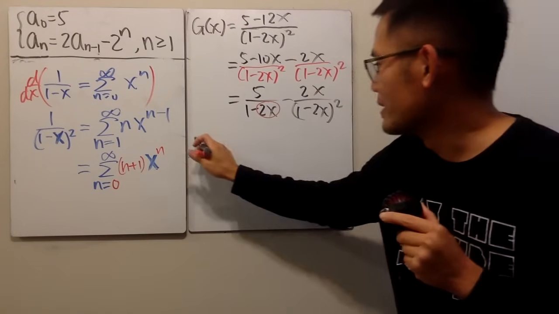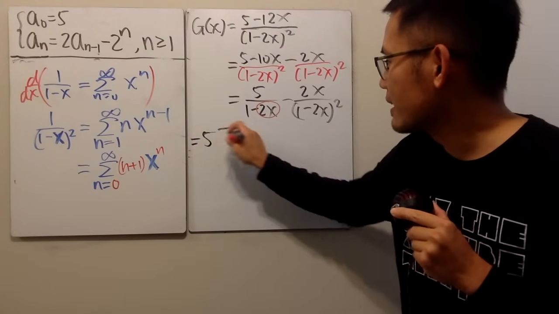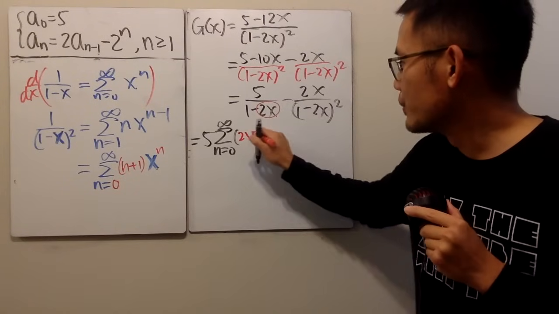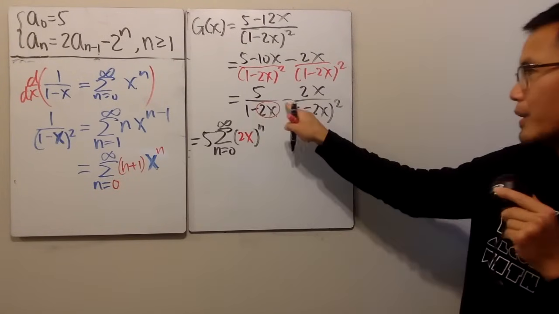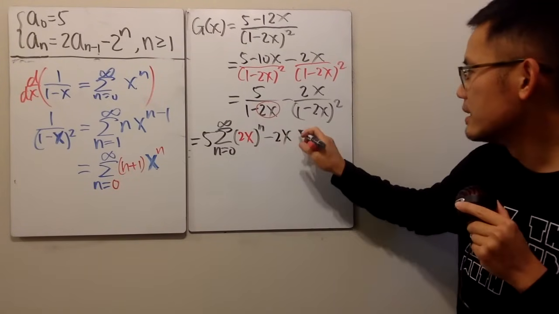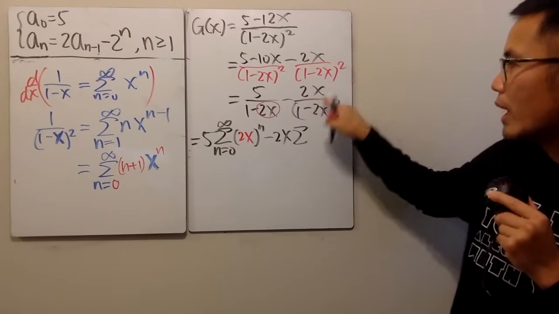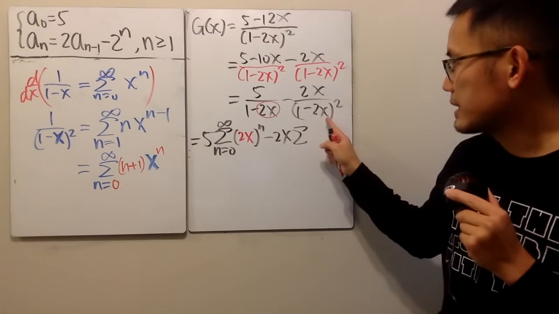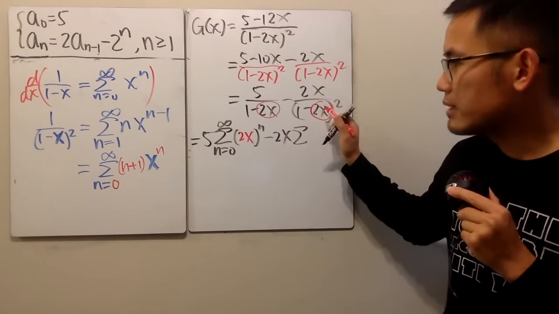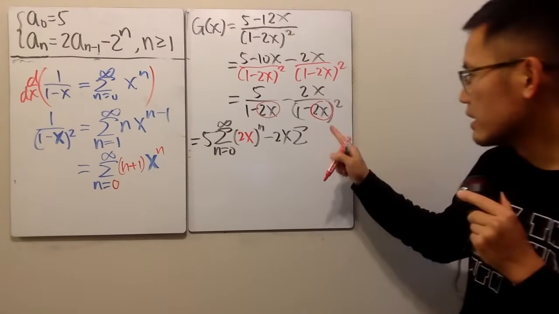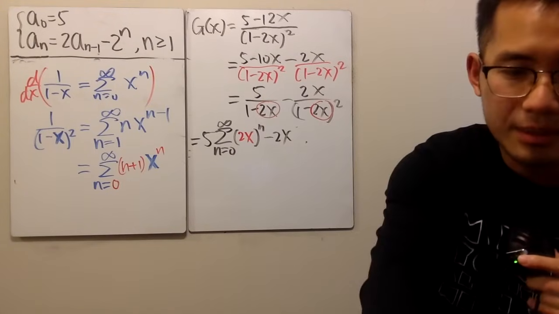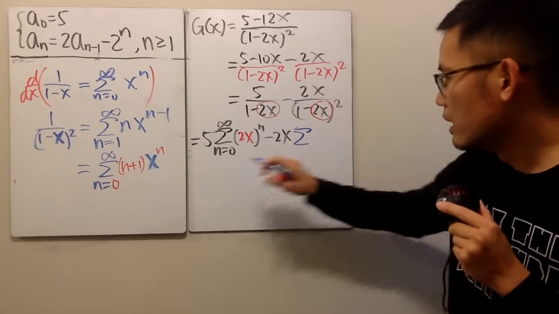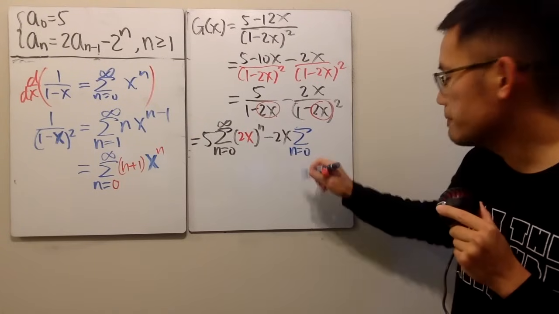All right, let me just write this down right here. I have the 5, and then the sum as n goes from 0 to infinity of (2x) to the nth power, minus 2x times 1 over this, which I will just plug in the 2x. Here is the input, plugging 2x in here. So I get the sum, which I should put down in blue just to make it stand out for you guys. Here is the sum, or the series, whichever way you want to call it.